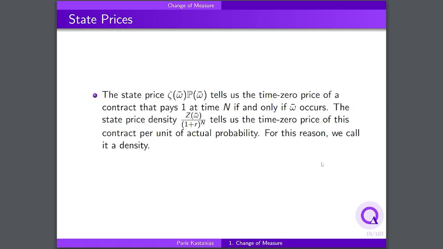So the state price tells us the time 0 price of a contract that pays 1 at time n if and only if omega bar occurs. State price density tells us the time 0 price of this contract per unit of actual probability. For this reason, we call it a density.